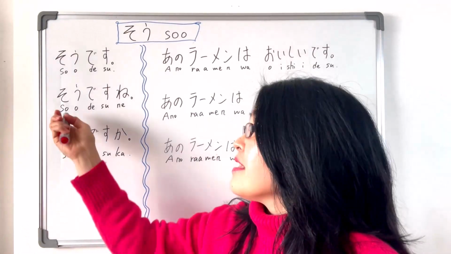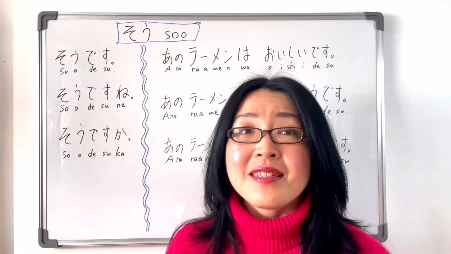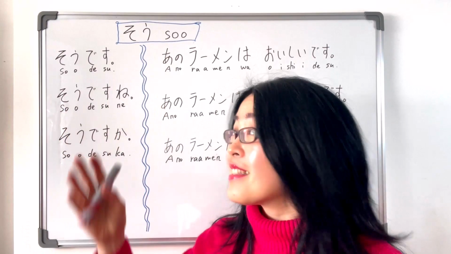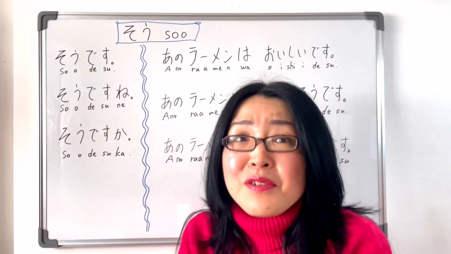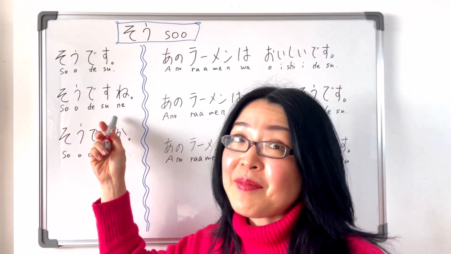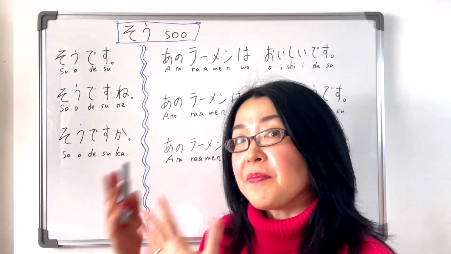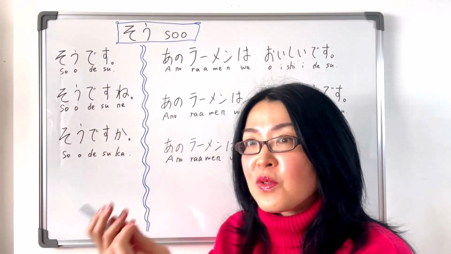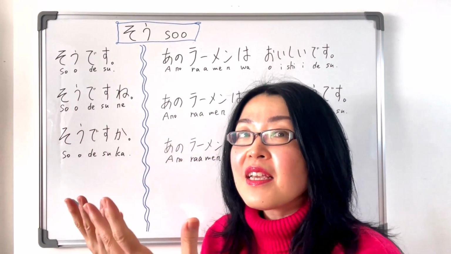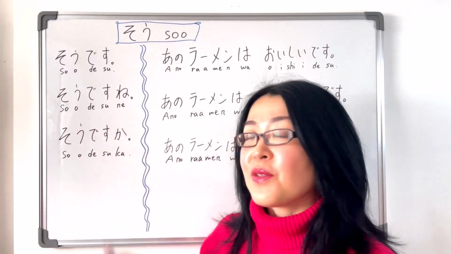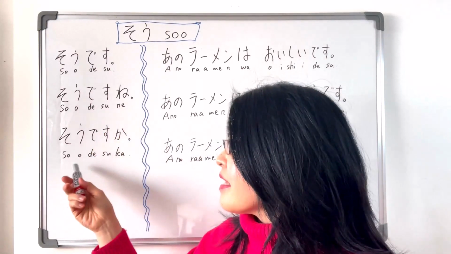And then I will answer そうですね. Yes, it is cold. I agree with you. So ね shows the confirmation, to ask for confirmation. Do you agree? Yes, I agree. そうですね. Okay.